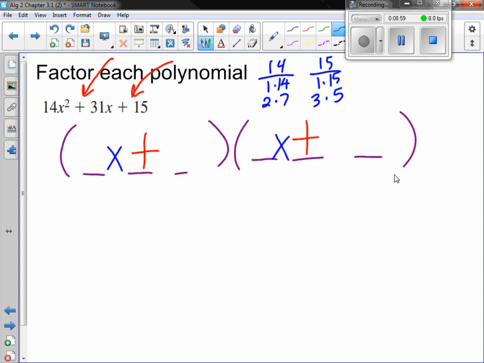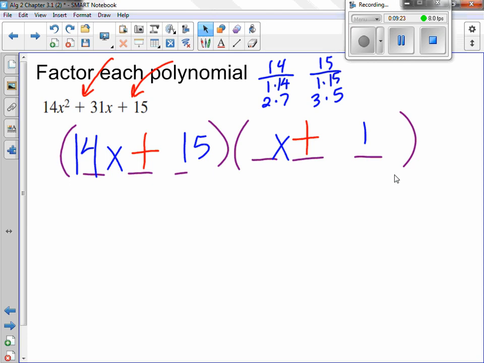So for 14, do we want to use 1 and 14 or 2 and 7? 1 and 14. We'll call this one 14 and we'll call the other one 1. For 15, do we want to use 1 and 15 or 3 and 5? 1 and 15. Let's do 15 and 1. So we just picked those. Now we check it to see if it works. If it does, we're done. If not, we're going to have to change some things.